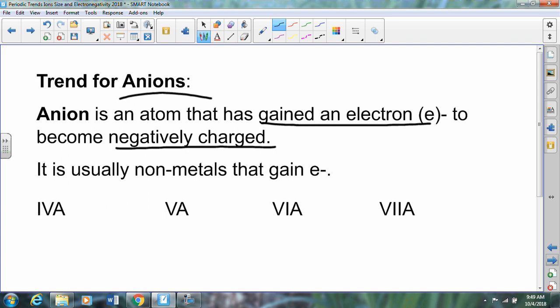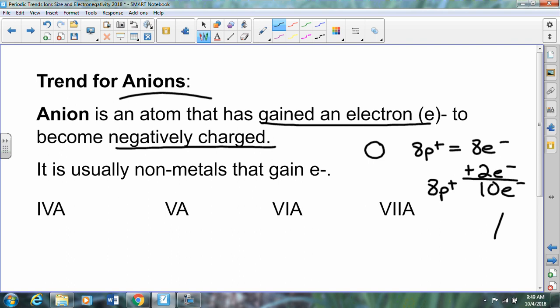So we could take an example of something like oxygen. Oxygen had 8 protons and 8 electrons. Oxygen wants to gain some electrons. To be honest with you, oxygen, we're going to find out, gains 2 electrons. We're going to end up with 8 protons and 10 electrons. These extra electrons are what makes oxygen a negatively charged anion, or just a negatively charged ion.